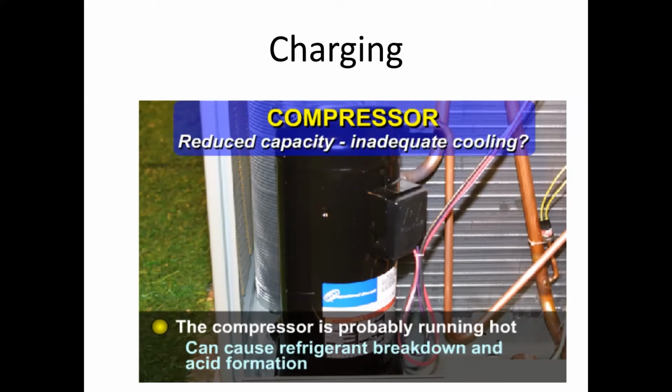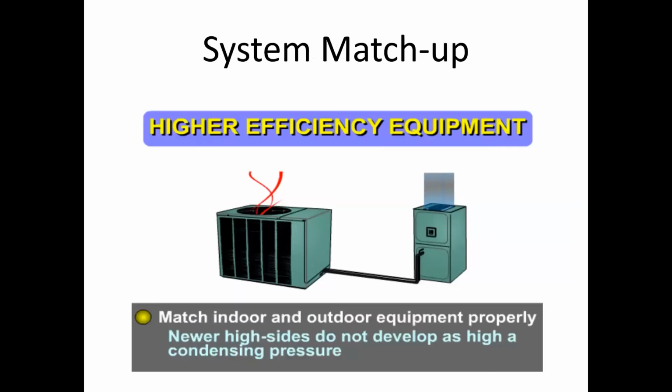But overheating the refrigerant isn't the only thing that can create that acid. Not pulling a good vacuum, not pulling a vacuum down to 500 microns can help to create acid, because that moisture or that water that's in the system is going to react with the refrigerant and the oil. That can create acid, and that can also kill your system.